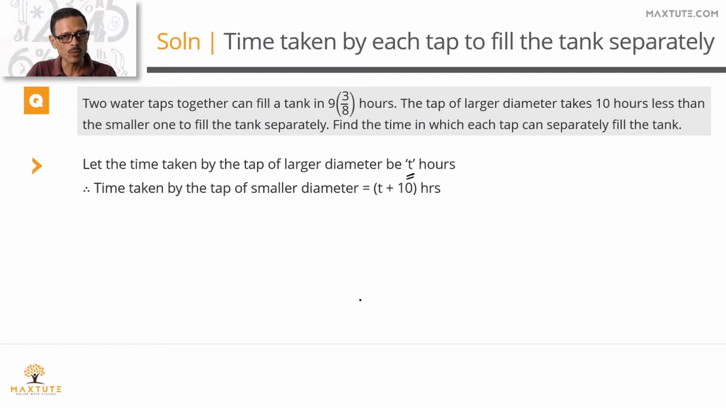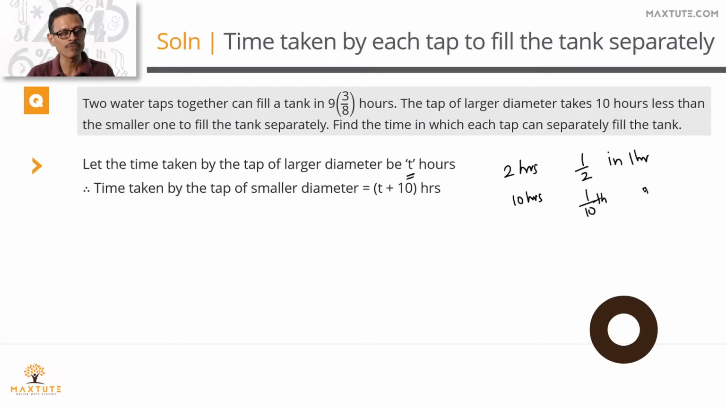Now, let's understand one concept which is very crucial in framing these equations. Let's say the larger diameter one fills the tank in 2 hours. I'm just taking a number for example. So what fraction of the tank will it fill in 1 hour? If it takes 2 hours to fill the tank, it's going to fill half the tank in 1 hour. Let's say if it fills the tank in 10 hours, what fraction of the tank will it fill? It's going to fill 1/10 of the tank in 1 hour. This is the idea behind framing these equations.